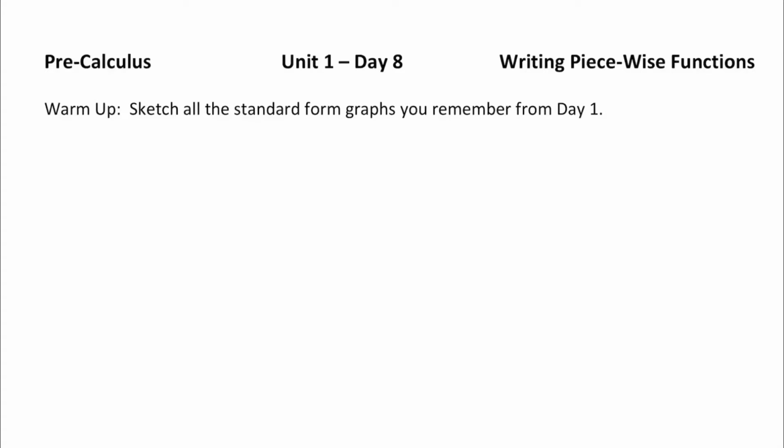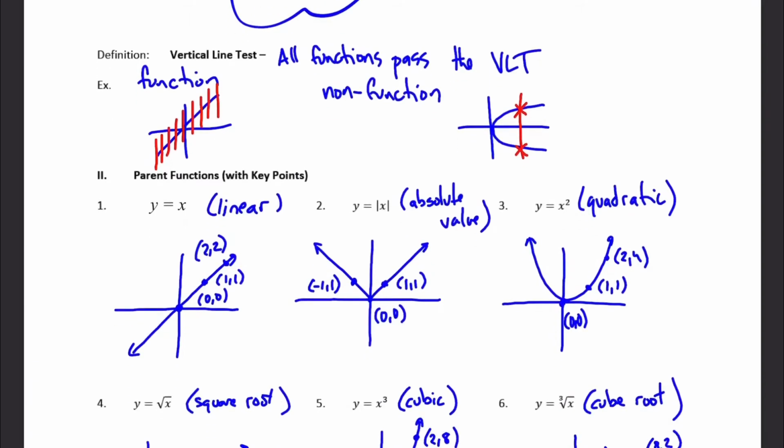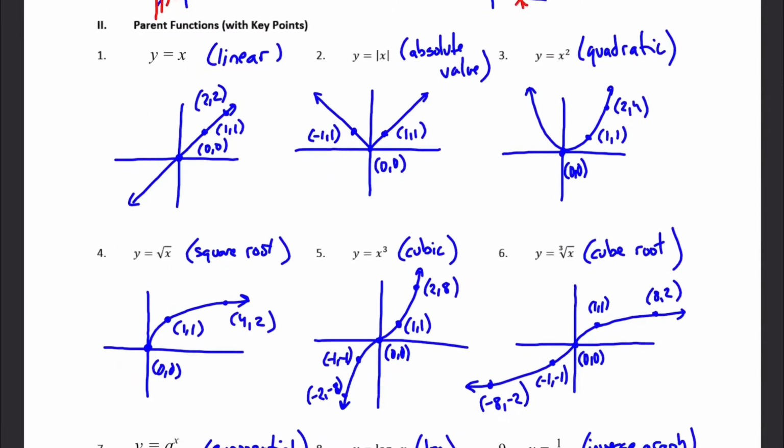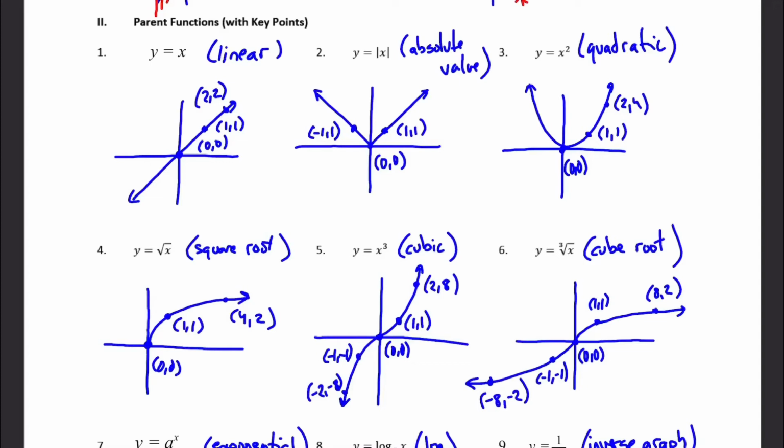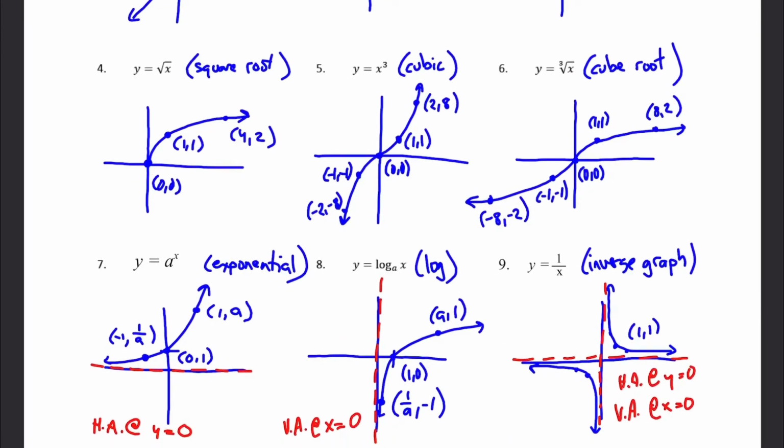But what I want you to do is remember or sketch all the base functions from day one. So that's this. I'm just copying that page of notes. So the parent functions are linear, absolute value, quadratic, all of these being able to identify 3 key points on every one of these. There's 9 total, know them by name, know them by shape.